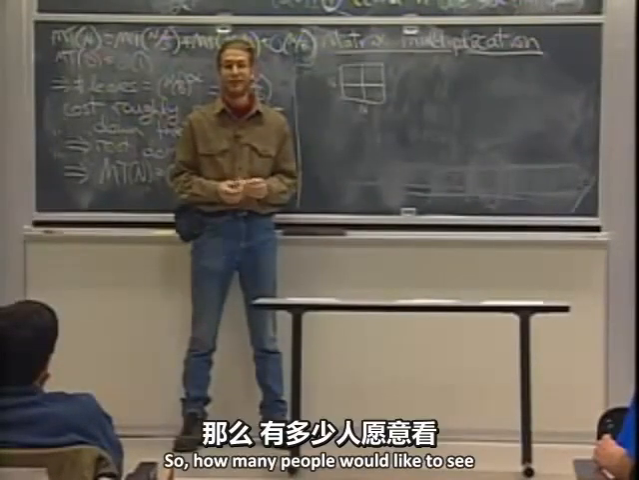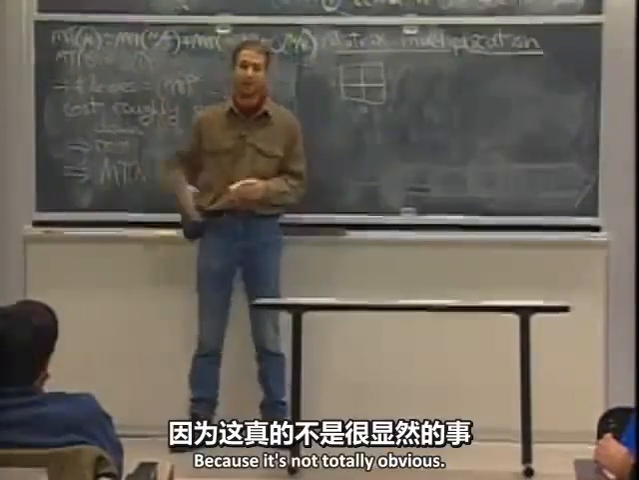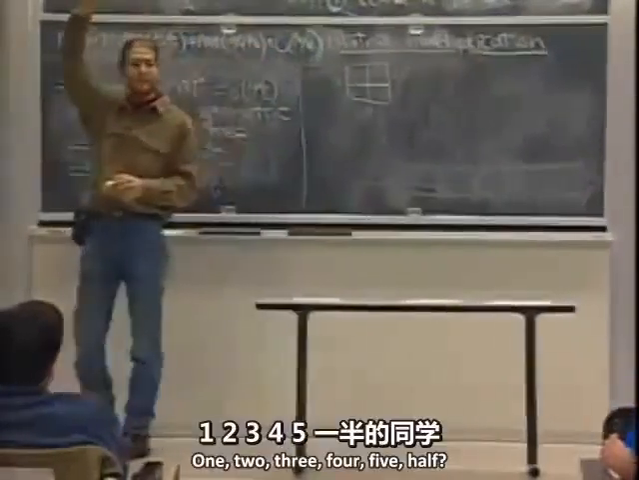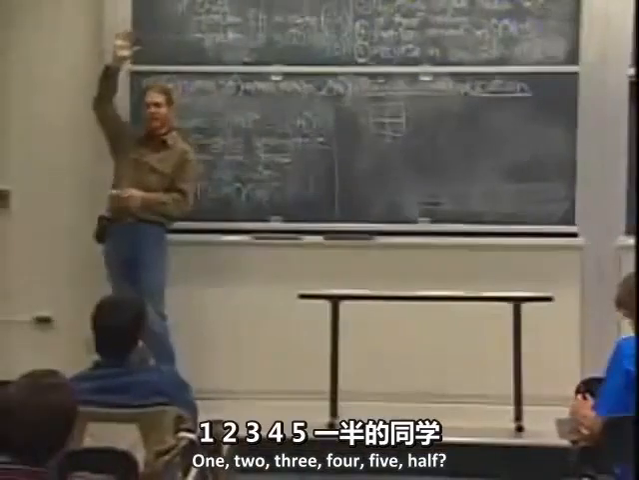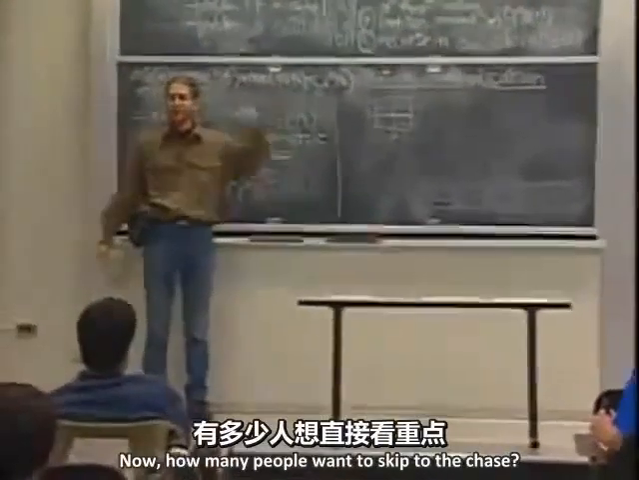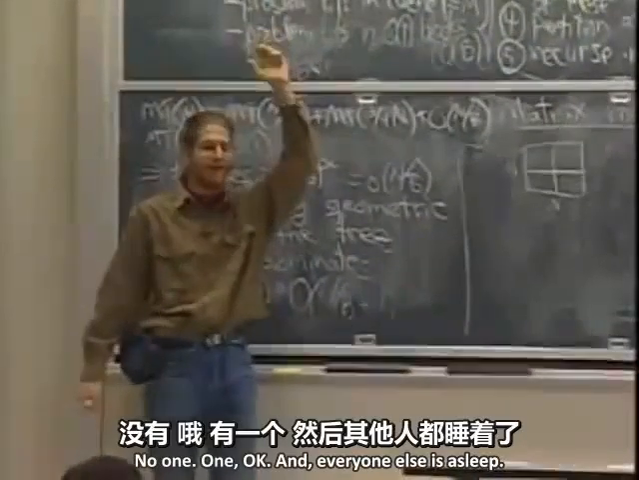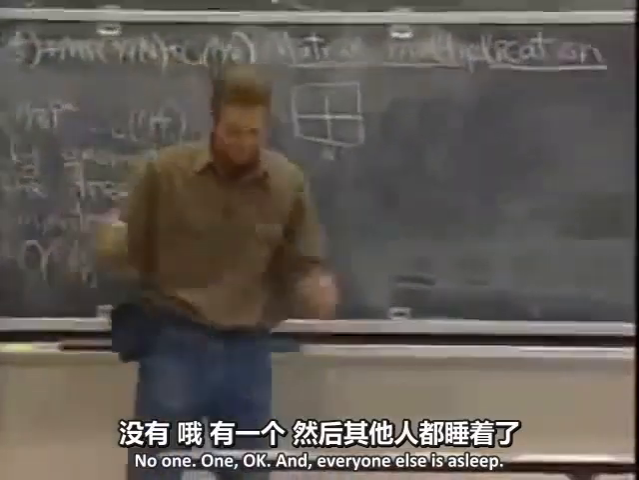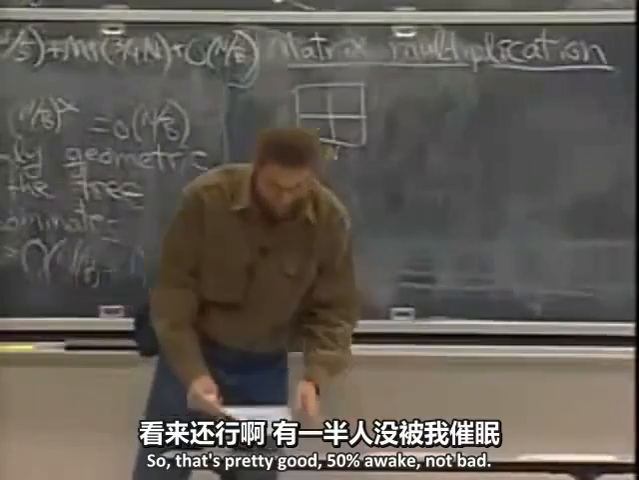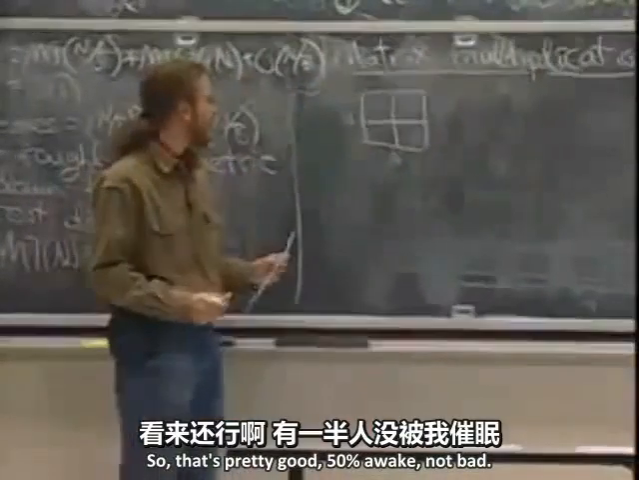So how many people would like to see why the standard algorithm is bad? Because it's not totally obvious. 1, 2, 3, 4, half. Wow, that's a lot of votes. And how many people would want to skip to the chase? No one. Oh, one. Okay. And everyone else is asleep. So it's pretty good, 50% awake, not bad.